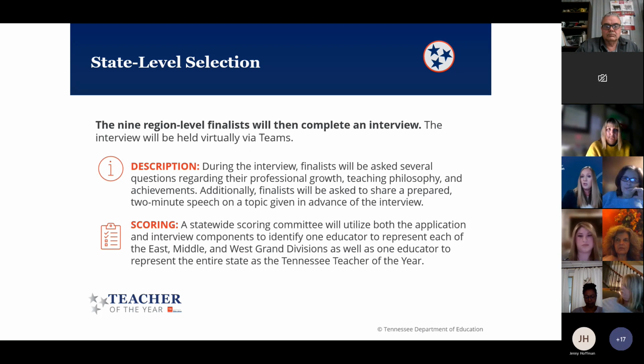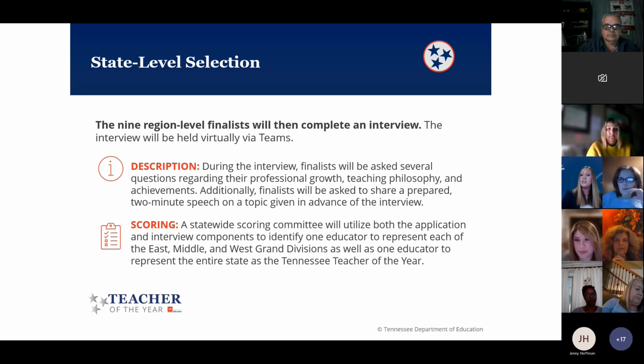A statewide scoring committee will utilize both the application and interview components to identify 1 educator to represent each of the East, Middle, and West Grand Divisions, as well as one educator to represent the entire state as the Tennessee Teacher of the Year. The Tennessee Teacher of the Year will then move on to represent Tennessee in the National Teacher of the Year program, administered by the Council of Chief State School Officers.